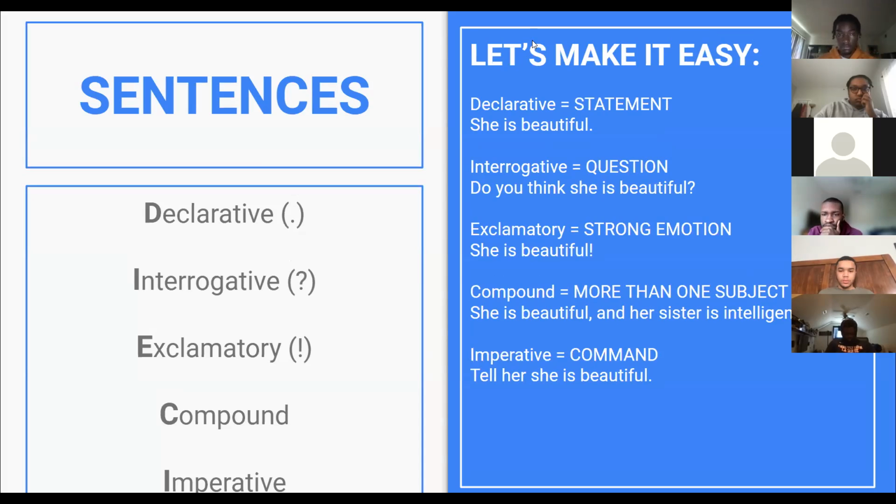Okay, so we're gonna make this very easy. What is a declarative sentence? A declarative sentence just makes a statement. It just says what it is. She is beautiful. I consider that me, by the way.